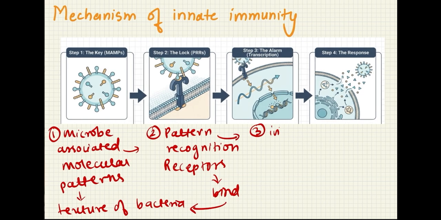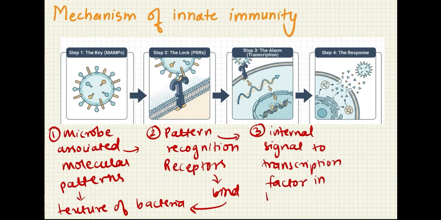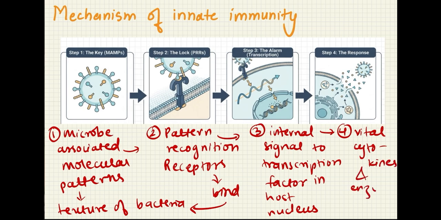Step 3 triggers the alarm. This physical binding sends internal signals that activate transcription factors deep within the host cell's nucleus. And finally, step 4 is the response. The cell immediately produces vital cytokines and enzymes specifically engineered to destroy that invading microbe.